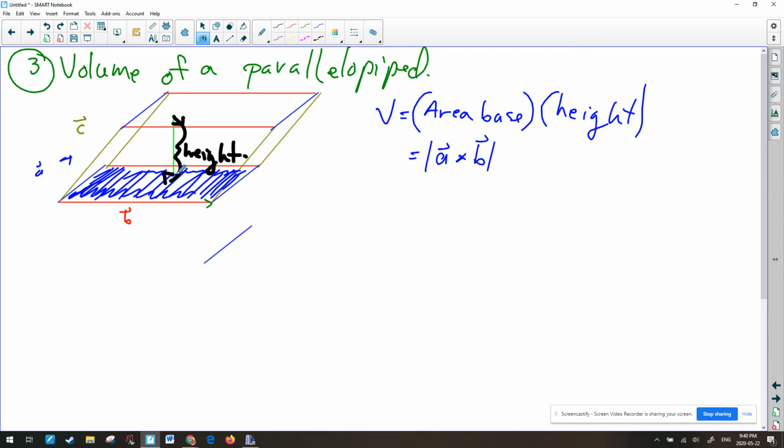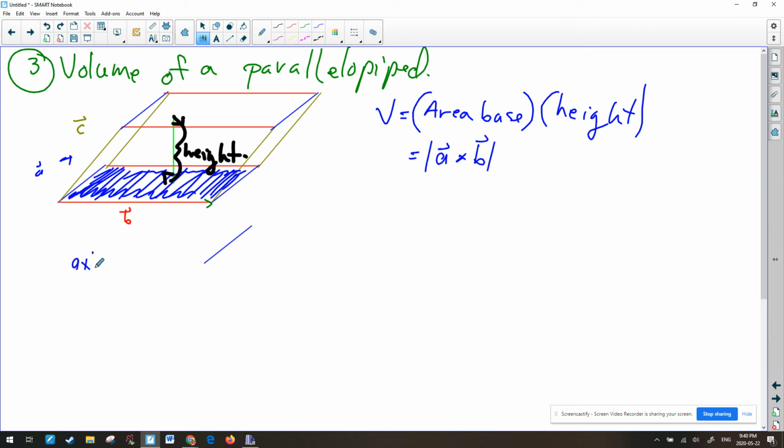Now I need the height, and I guess I'm going to go into the definition. If the height has to be perpendicular to A and B, how do we get something that's perpendicular to A and to B? Well, by definition, A crossed with B is perpendicular to both A and B. So it's a normal vector, and normal meaning at right angle, to this plane. By definition, A crossed with B is a normal vector to this plane.